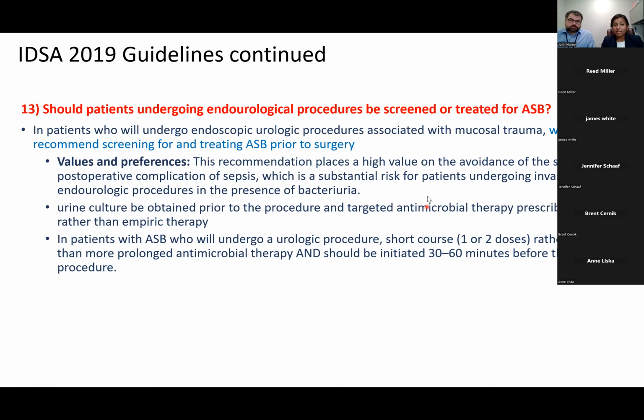Yeah, so in these guidelines, they clearly outline that in patients with asymptomatic bacteria who undergo a urological procedure, a short course, 1 to 2 doses rather than more prolonged antibiotic therapy, should be initiated 30 to 60 minutes before the procedure. So make sure at your healthcare facilities, if you are doing a urological procedure, part of your protocol should be, is it ceftriaxone, is it cefazolin, just 1 dose 30 to 60 minutes before the procedure, which will really help with what Dr. Horn was saying.